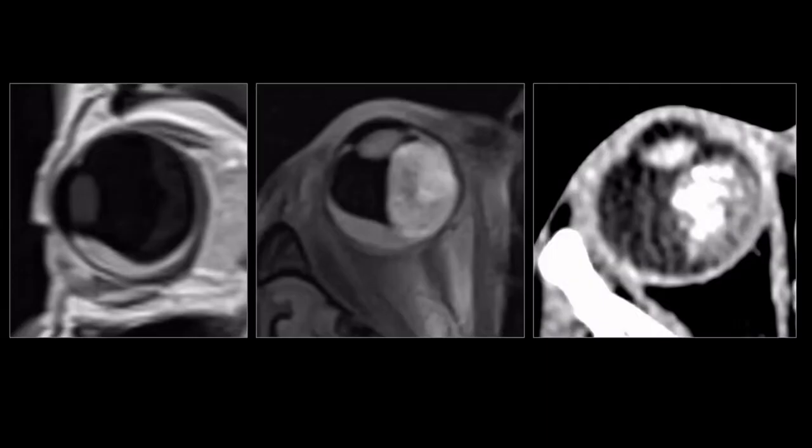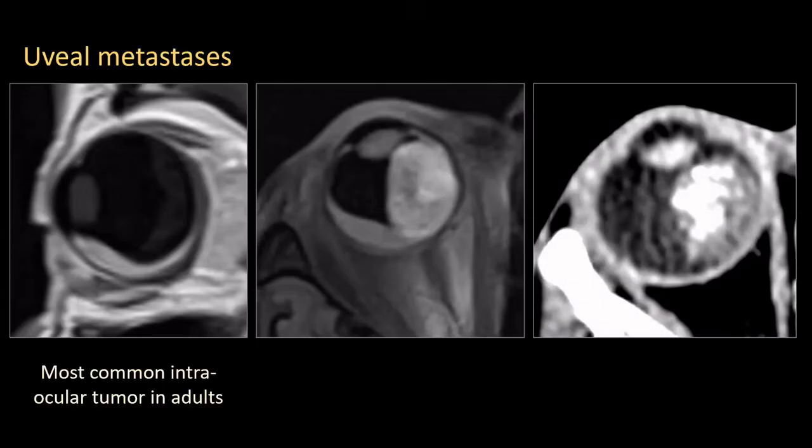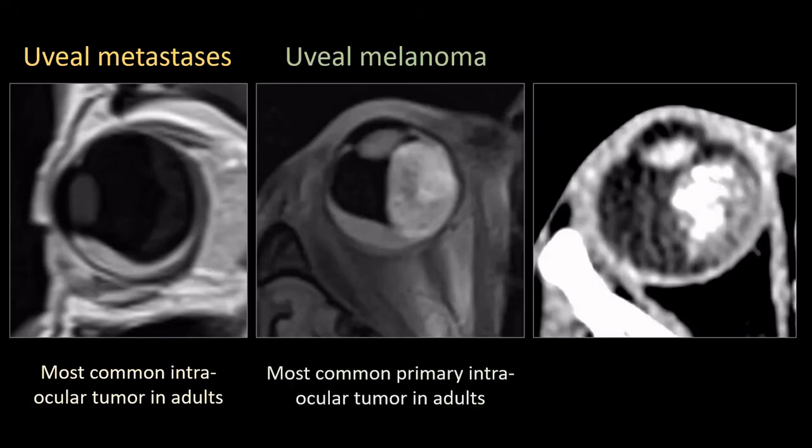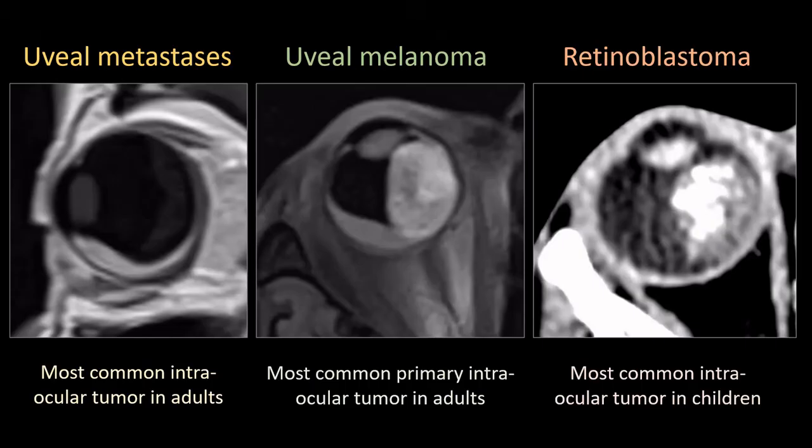So let's summarize our intraocular tumors. We have seen 3 types. We have seen uveal metastases, which are the most common intraocular tumor in adults. We have seen uveal melanoma, which is the most common primary intraocular tumor in adults, and we have seen retinoblastoma, which is the most common intraocular tumor in children. And keep in mind when it comes to imaging that uveal melanomas, if they are melanocytic, will be hyperintense on T1 weighted images, and retinoblastomas contain calcifications in 90% or more than 90% of cases.